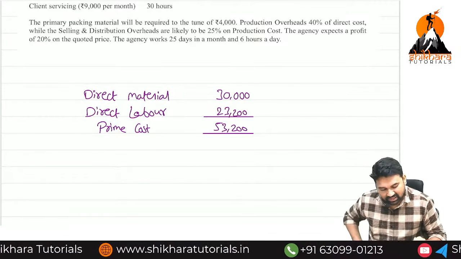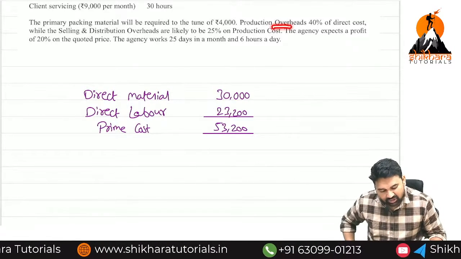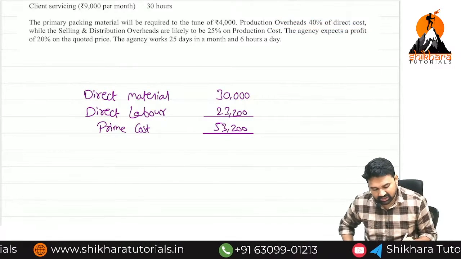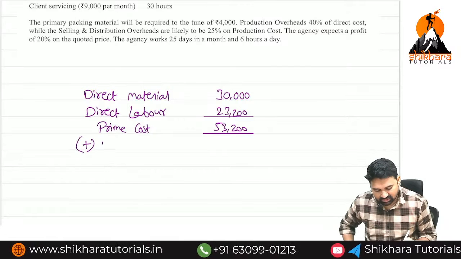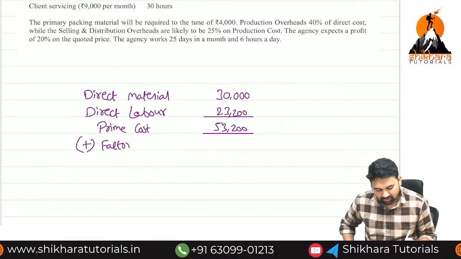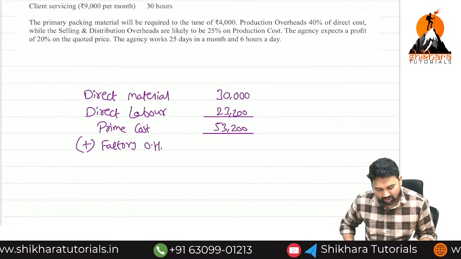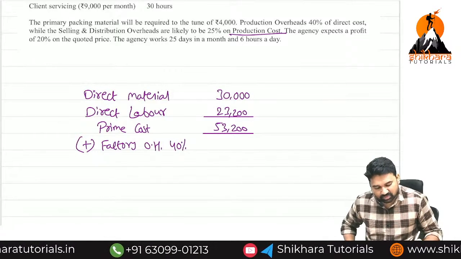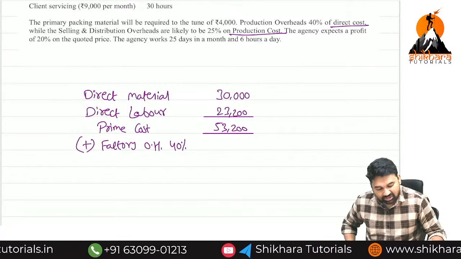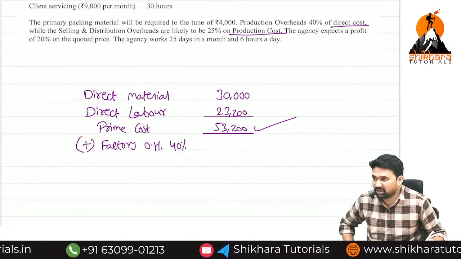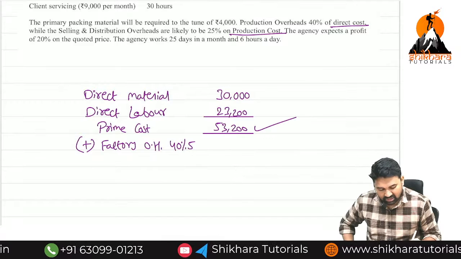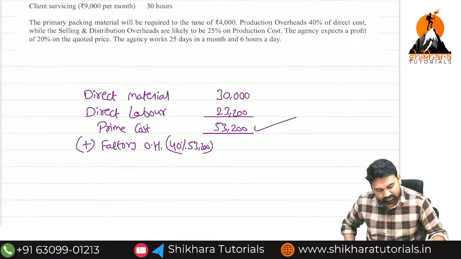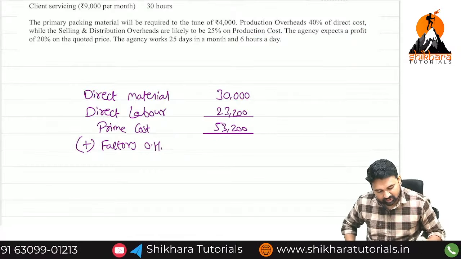And now he is saying production overheads are 40% of direct cost. Production overheads means factory overheads. How much? 40% of production cost. Production cost means direct cost. Direct cost means 53,200 only. So 40% of 53,200. How much?